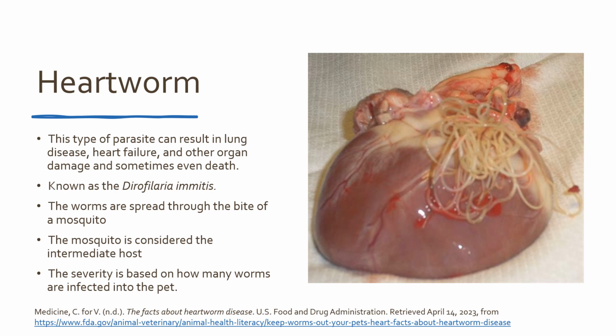So the mosquito bites and the worm goes to the mosquito, and then the mosquito bites, and then it infects the canine. So the mosquito is considered the intermediate host. The severity of this is based on how many worms are infected into the pet. The more worms the pet has, the more likely it is to have a harder time of getting rid of it and having a harder time of surviving through it.